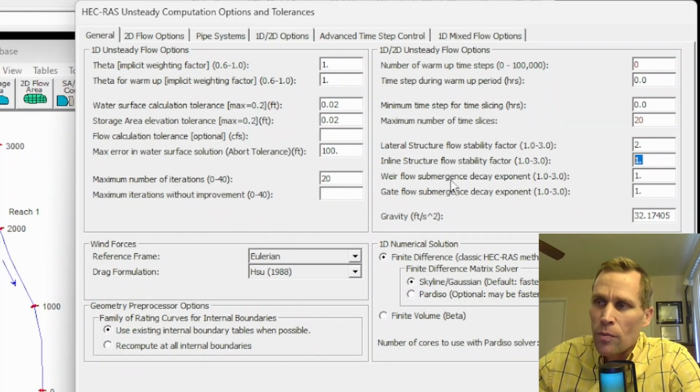The user's manual also mentions that gates should be opened slowly, especially if it's a large percentage of the flow that's expected to flow through the gate, whether it's an inline structure or a lateral structure. So that's also something good to keep in mind.